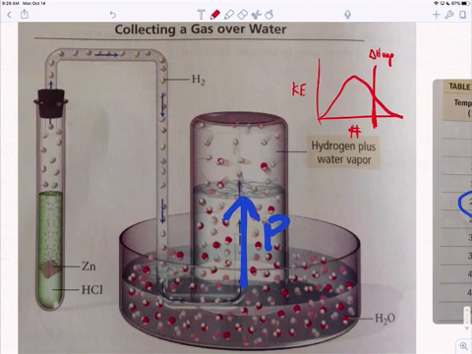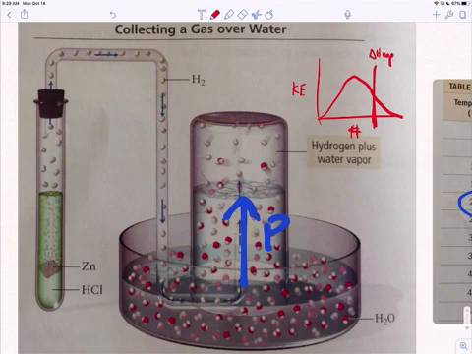And temperature is average kinetic energy, but average means that everything's not the average. There's a distribution, and there's a slight distribution that has enough energy to rip out of the liquid phase, the vapor phase.